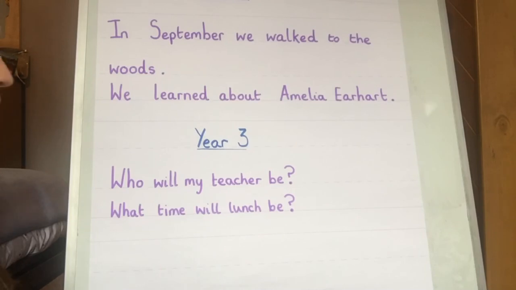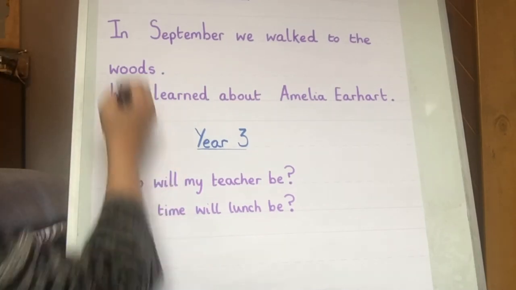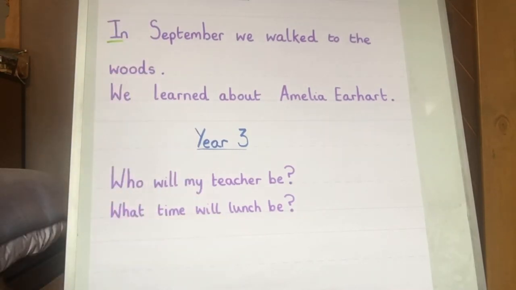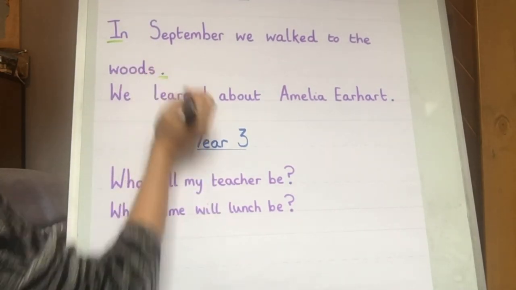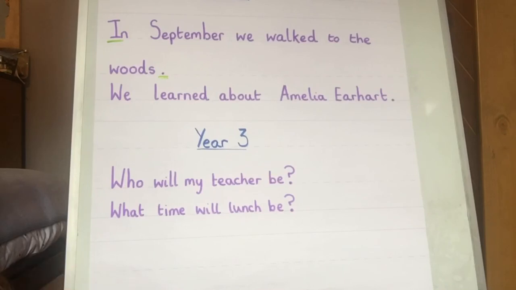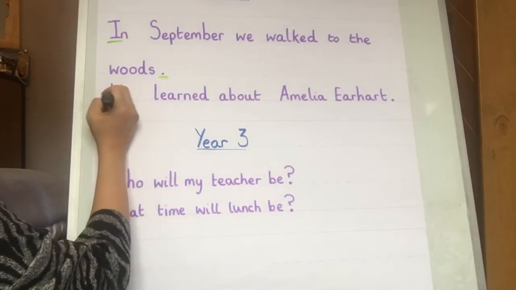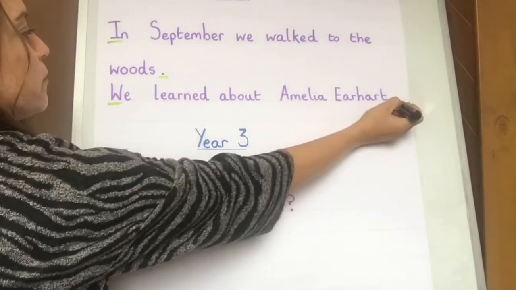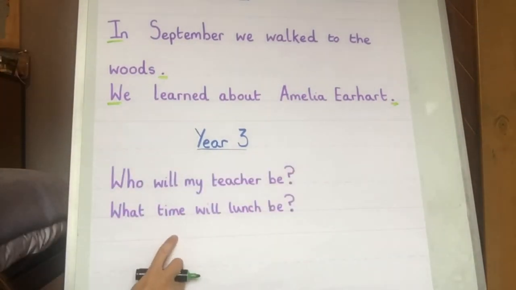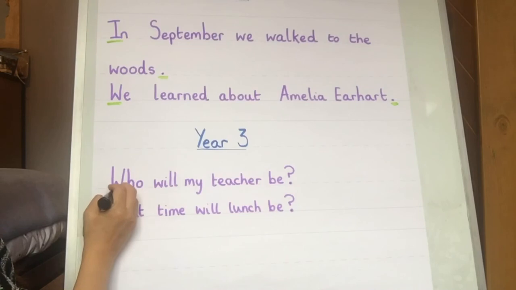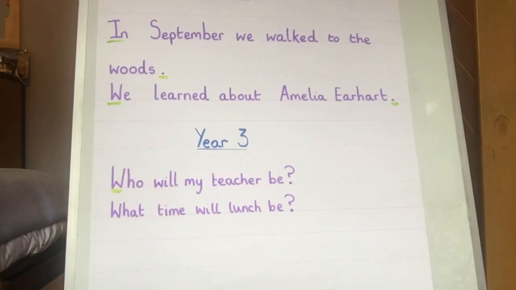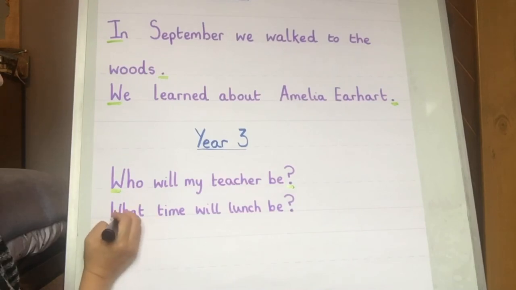Okay, things to remember. When you're writing your statements about year 2, you need a capital letter at the start and a full stop at the end. Remember, these are just ideas, statements about things that have happened in year 2. Capital S at the start, full stops at the end. When you're writing your questions about year 3, you also need a capital letter at the start and a question mark at the end. Capital letter at the start, question mark at the end.